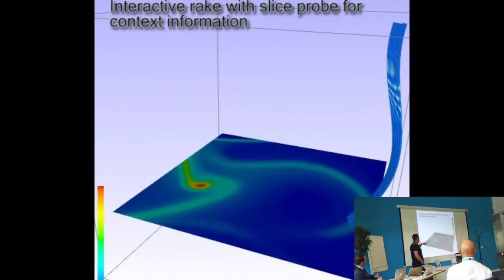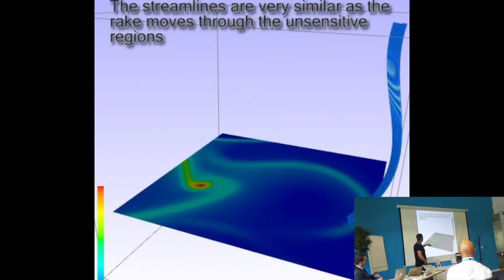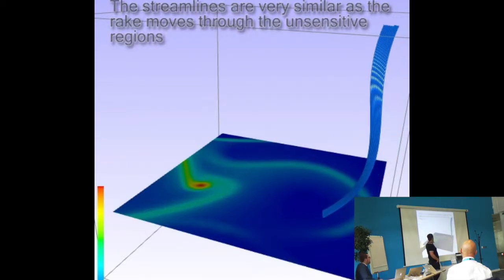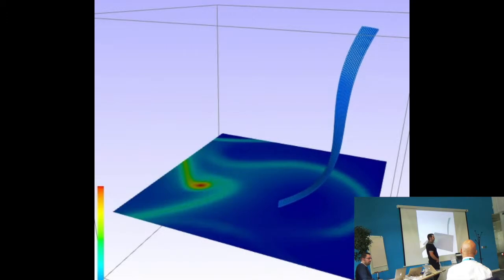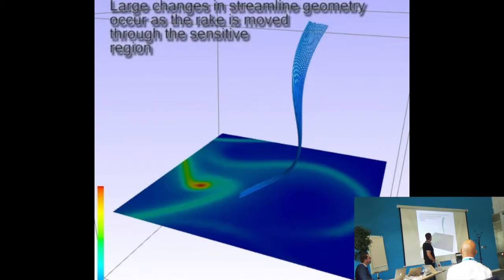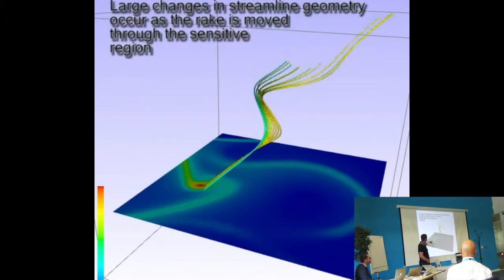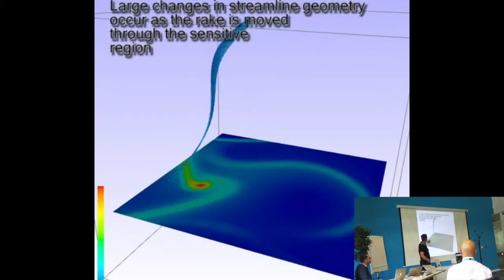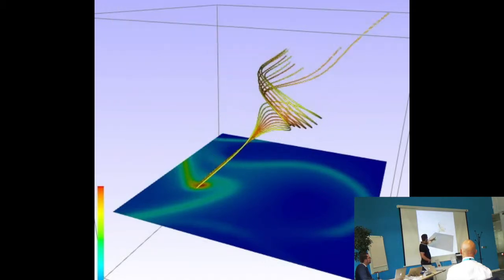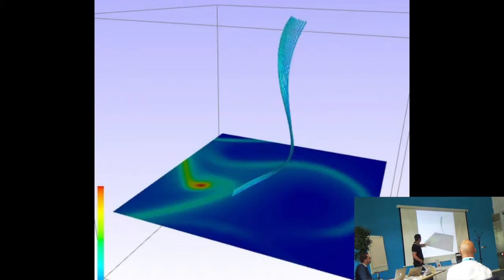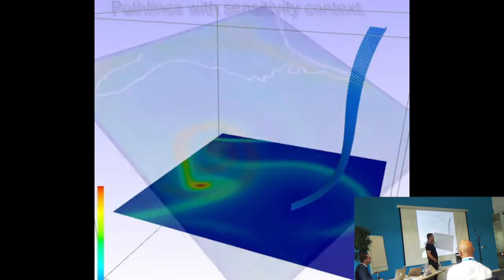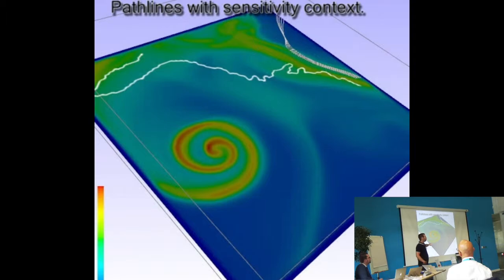This is a slice through some unsteady flow data, and again, the sensitivity is mapped to color. This is a highly sensitive streamline seeding region, so if you position your streamlines here, suddenly the variation in the curvature is going to jump. We're taking our seeding curve, and we're explicitly showing what happens to the streamlines when you move them over into this sensitive region.